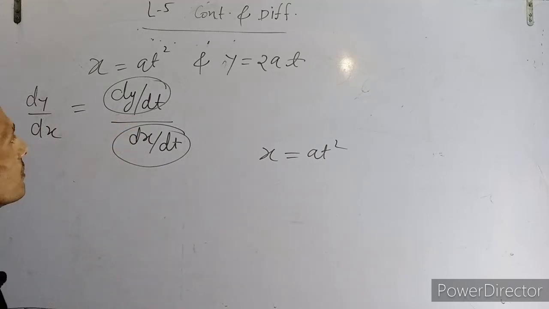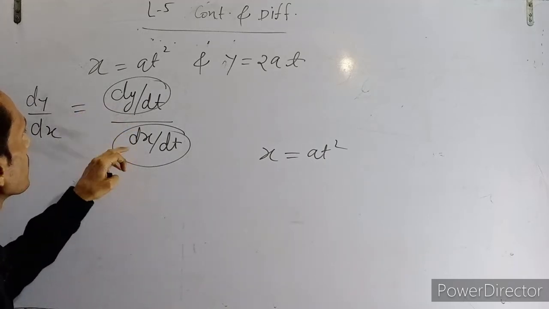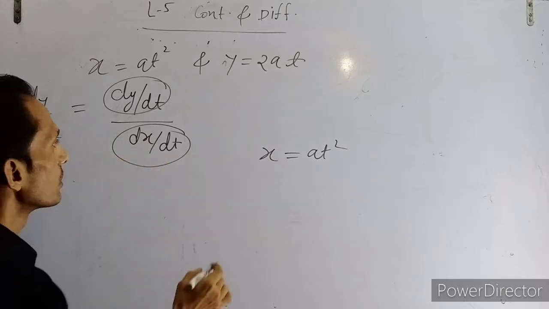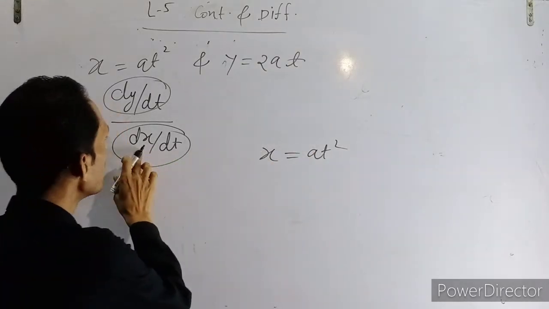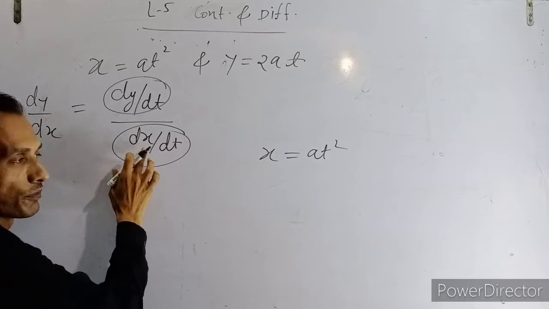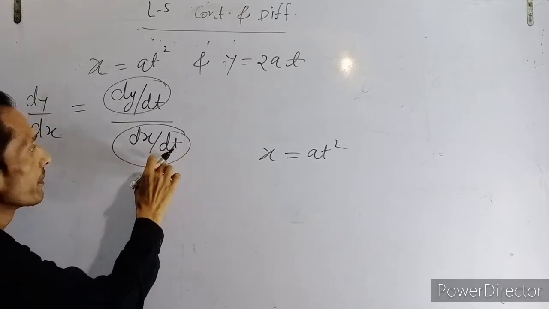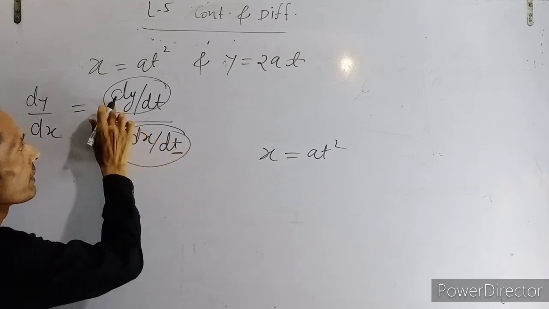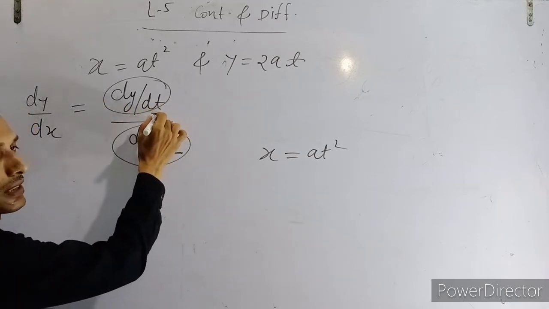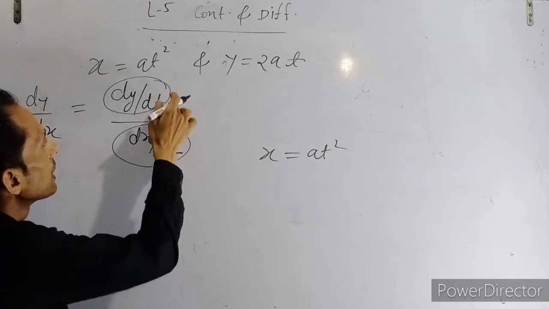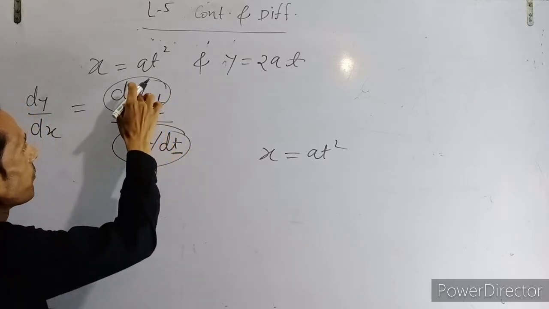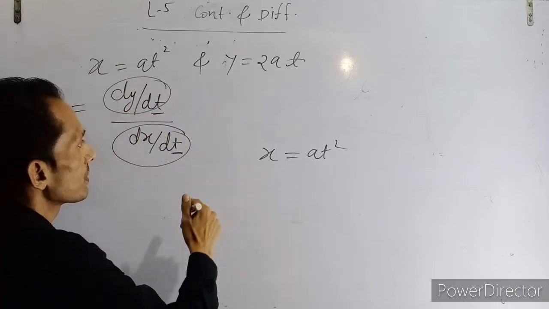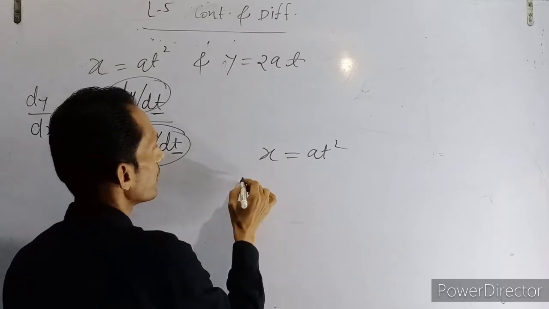So how can we find dy by dt and dx by dt? First we find dx by dt. x is given as at square. It means the differentiation of x with respect to t, and the differentiation of y with respect to t. So first we take x and differentiate. What can we write?